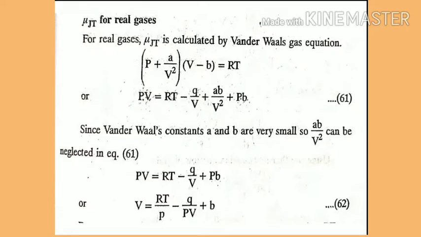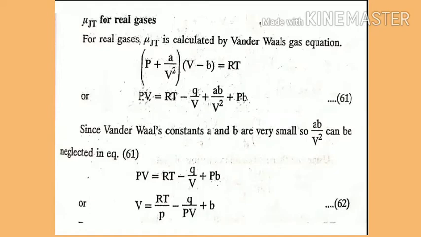And since van der Waals constants A and B are very small, AB upon V square can be neglected. So we will not write it. And what will be the value of PV? PV is equal to RT minus A upon V plus PV. If we divide this equation by P, then we get V is equal to RT upon P minus A upon PV plus B.